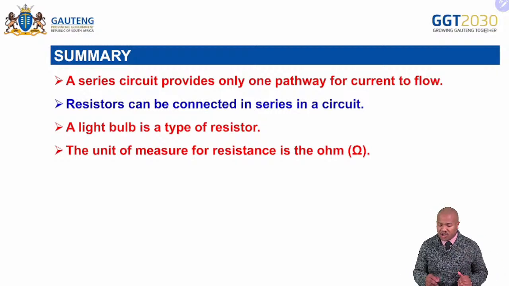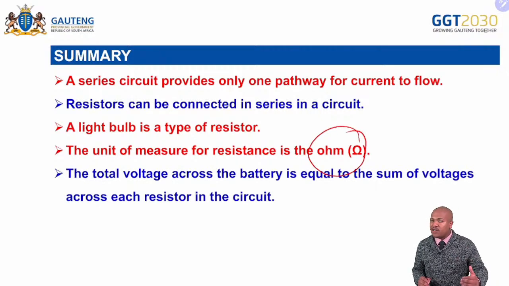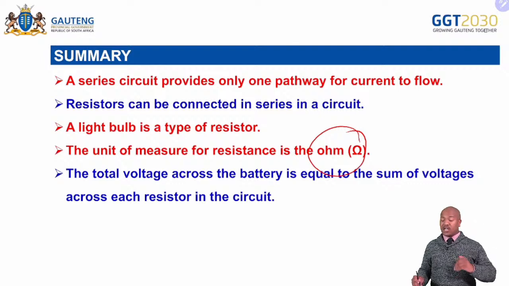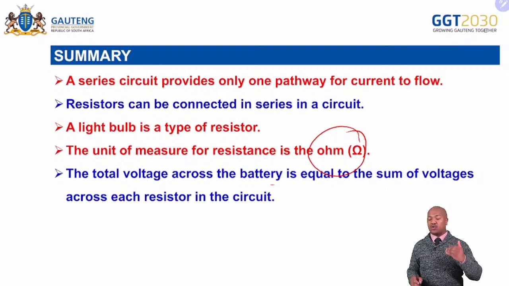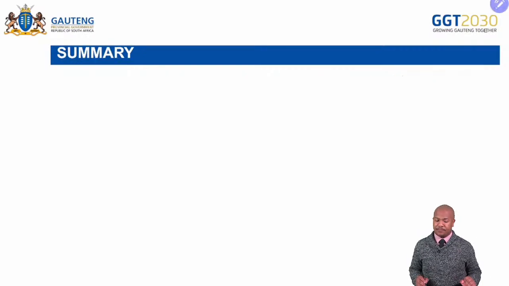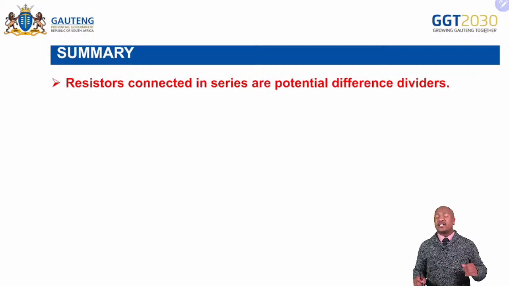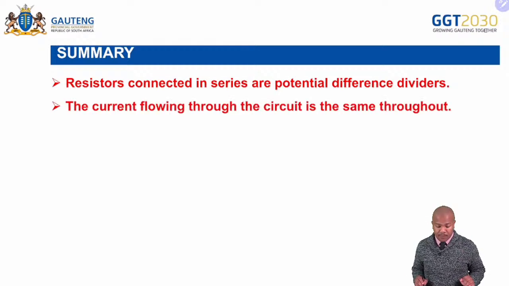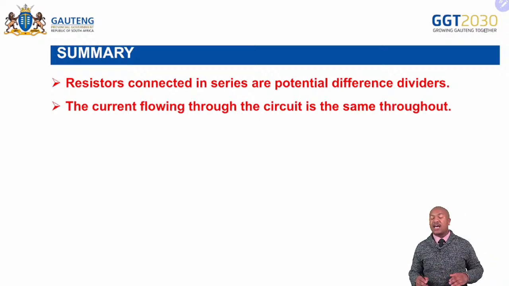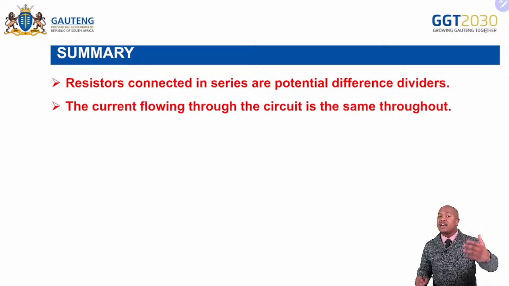And we said that the unit of measurement for resistance is ohms. Are we together? The unit of measurement for resistance is ohms. And we talked about the total voltage across the battery in a series circuit, right? We said that the total voltage across the battery is equal to the sum of the voltages of each resistor in a circuit. And we have talked about how resistors connected in series are potential difference dividers, right? They divide the voltage. And also the current flowing through the circuit is the same throughout in a series circuit.